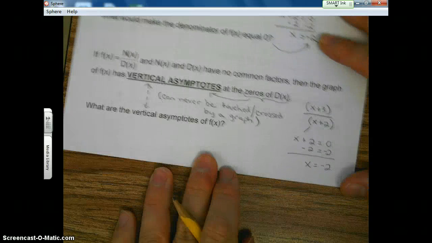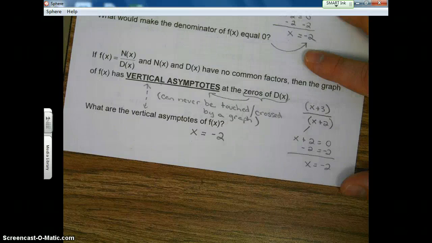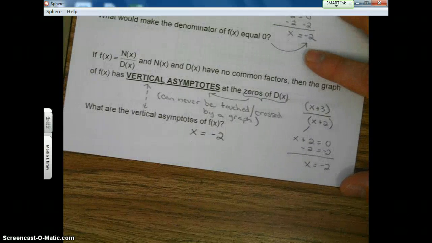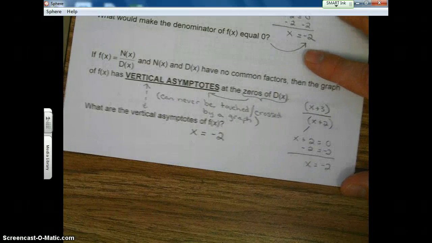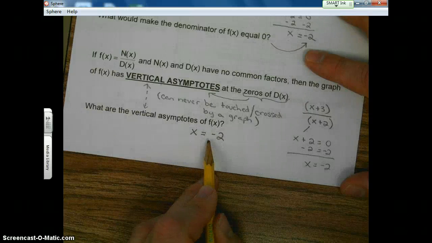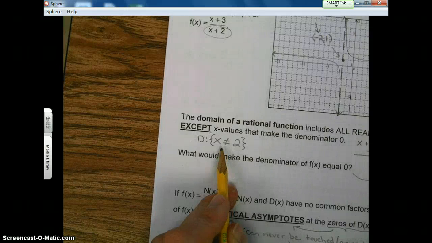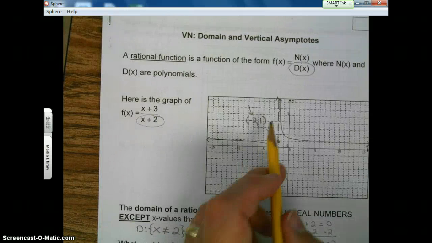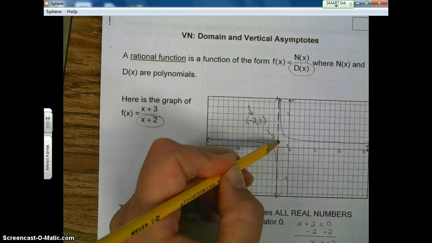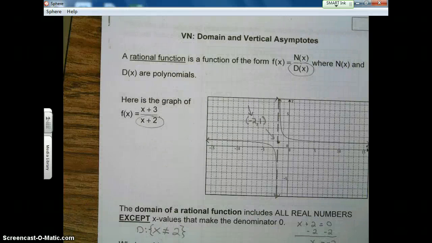So our vertical asymptote is x equals -2. Now do you see the relationship between the domain exemption and the vertical asymptote? This is the equation of the vertical asymptote. Here's the domain exception, and notice it goes through the point (-2, 1). So all of these are related, the domain and the vertical asymptote.